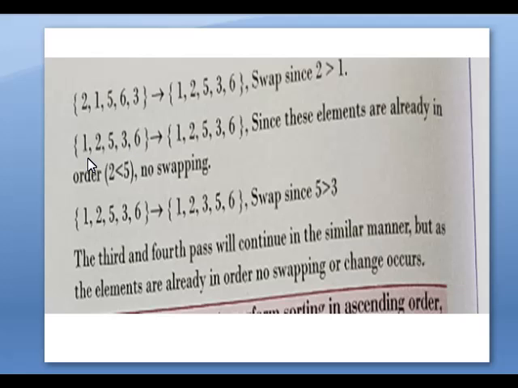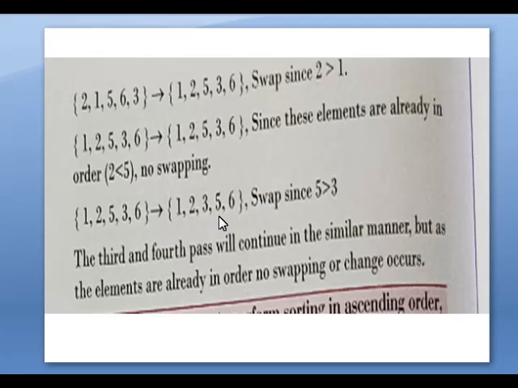Now again we are going to check 5 and 6. So 5 is the smallest element, so here we are going to stop the swapping of elements. Now you see it is in ascending order, that is smaller to big: 1 2 3 5 6. This is called bubble sort.